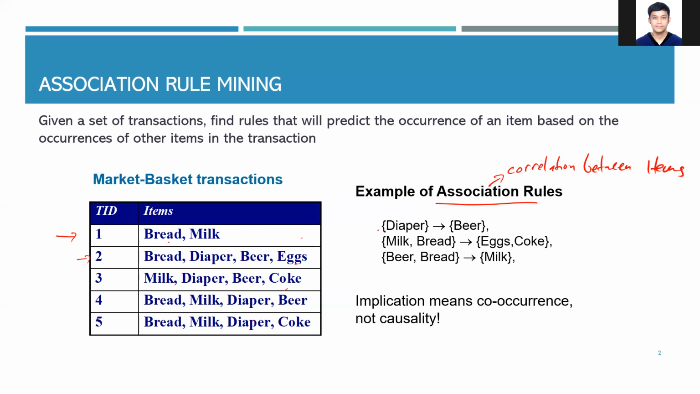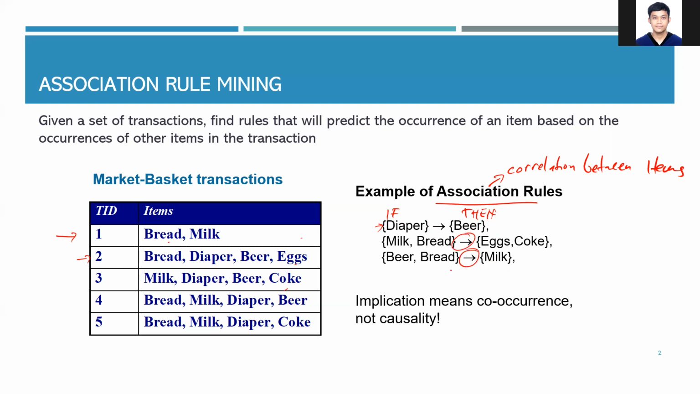For example, the final result of the association rules will be: if the customer buys diapers, then he will also buy beer. Or if the customer buys milk and bread, then he will also buy eggs and Coke. Or beer and bread, they will also buy milk. So this is the if, and this is the then. If they buy this, then they will buy the next one after this.